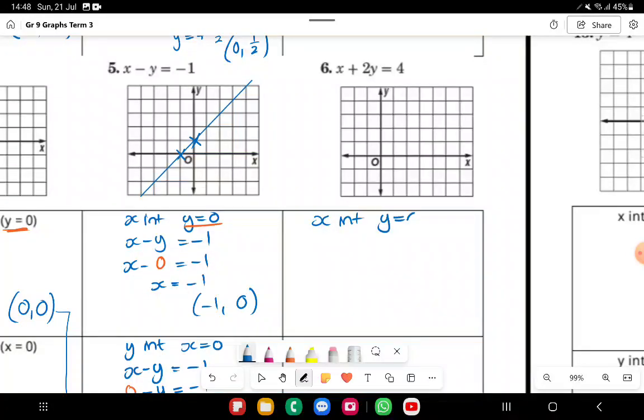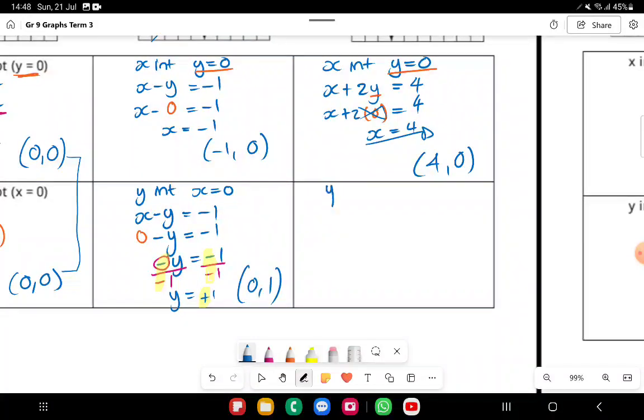X-intercept, y equals 0, x plus 2y equals 4, y is 0. X plus 2 times 0 equals 0. Oh, it's not 0, it's 4. Okay, 4 and 4, which means that because that cancels, x equals 4. I'm happy with that answer. Coordinates are 4, 0. So on the axis, 1, 2, 3, 4. That's fine. Let's do the y-intercept.